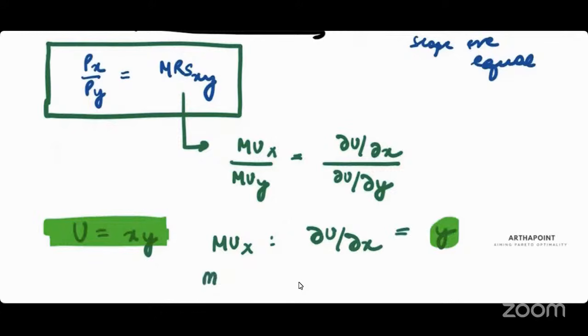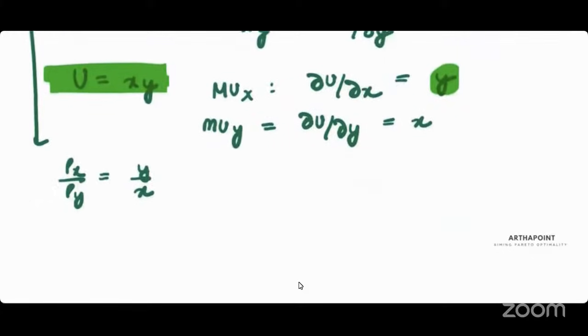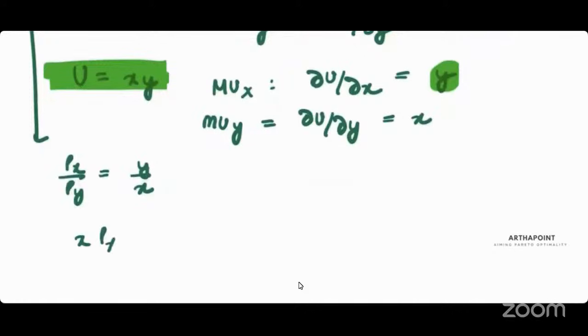And what is MUy? Differentiate the utility function with respect to y. x is held constant, so you will get x. So this will become y by x. And now just put it here. So you will get Px by Py is equal to y by x. So you will get x Px is equal to y Py.